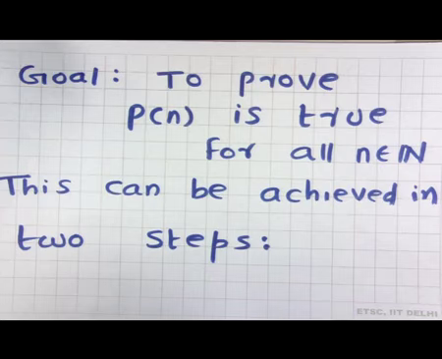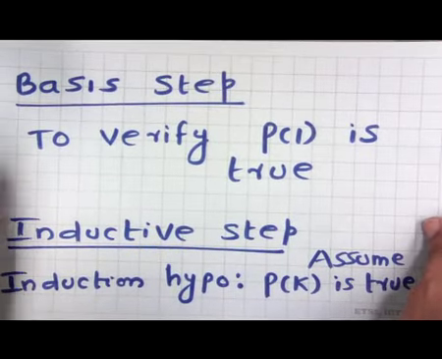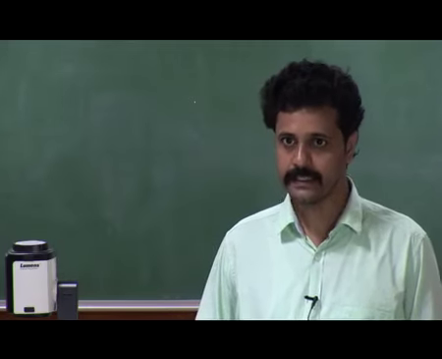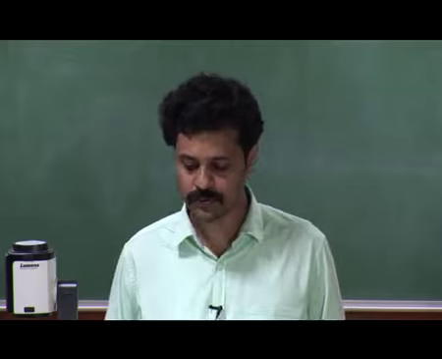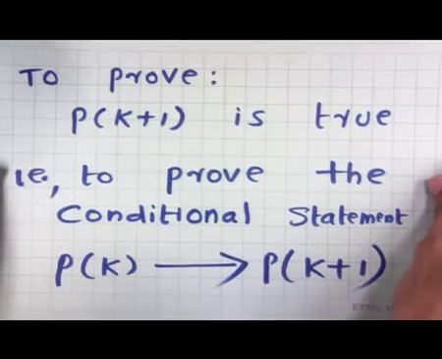Mathematical induction tells you that this can be achieved in two steps, namely the basis step in which we verify that P of 1 is true, and the second step, namely the inductive step, in which we assume that the given statement is true for an arbitrary but fixed k, that is, we assume P of k is true and we prove that P of k plus 1 is true.